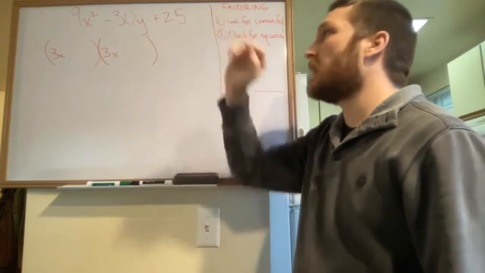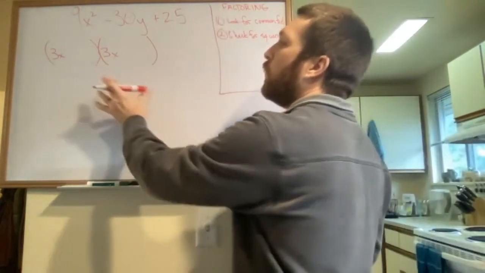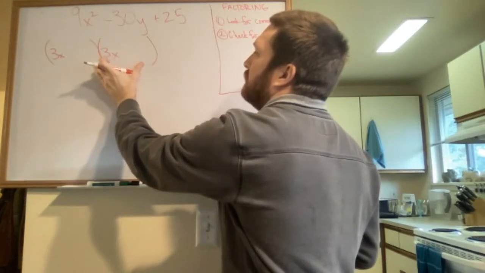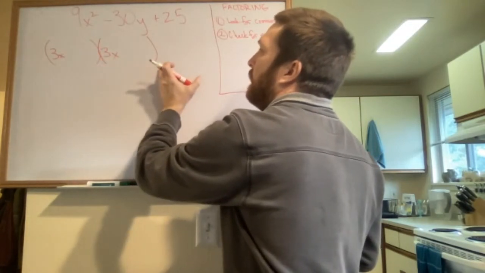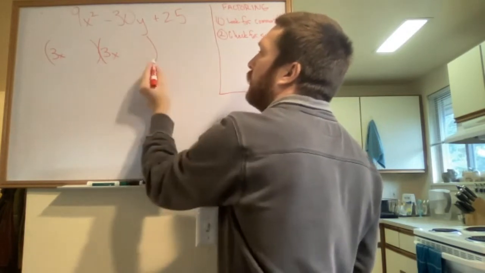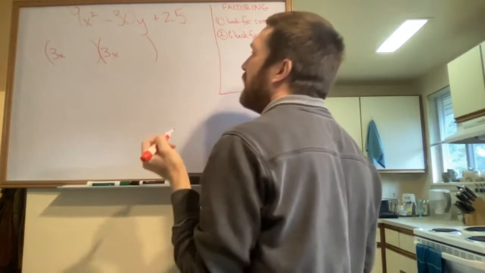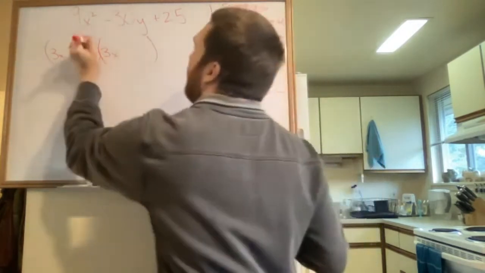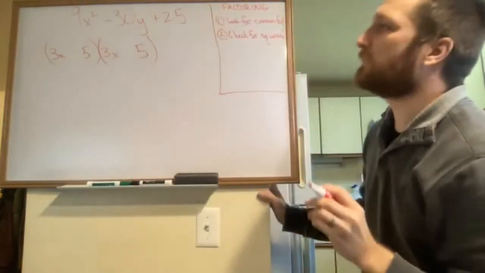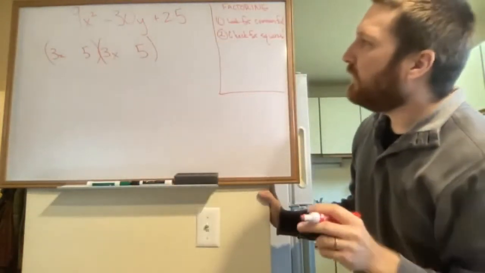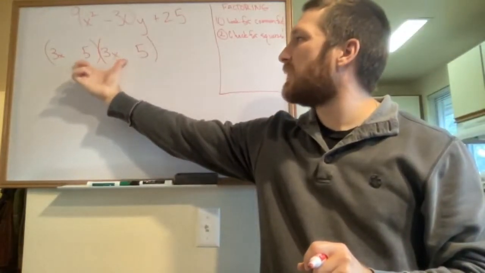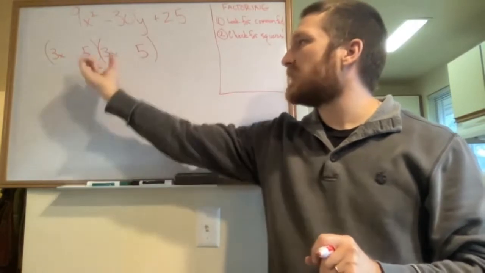Yes. And so what should I put here and here? What times what is 25? 5 times 5. 5 and 5, right? And so this is looking like it's probably a perfect square. Now the question is, what signs should I have right here? And this comes from the outside and the inside.